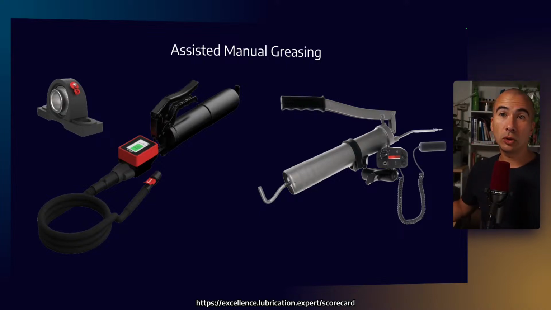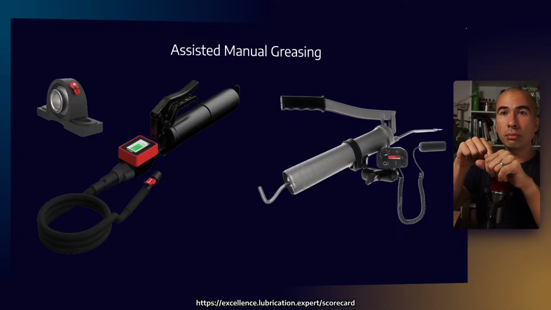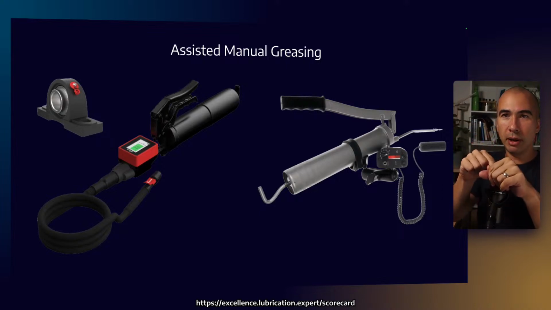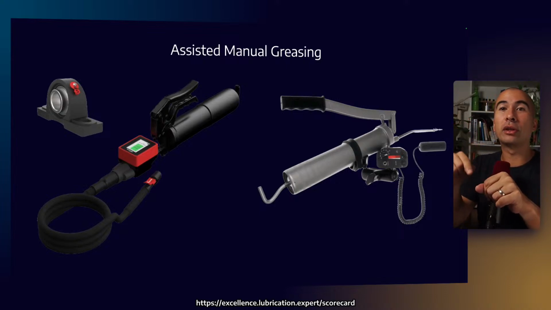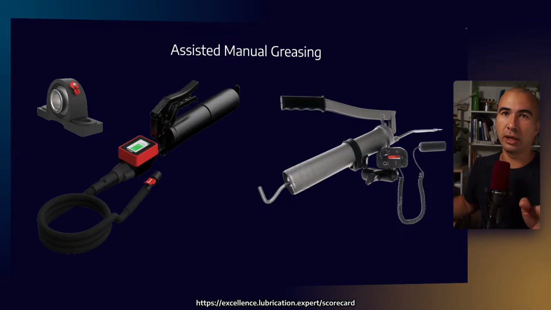On the left is something called Grease Boss, which is an Australian company. They've developed a technology which can confirm what grease has gone into the bearing to prevent cross-contamination, and whether the correct amount of grease has been put in. So it's a sort of verification system.